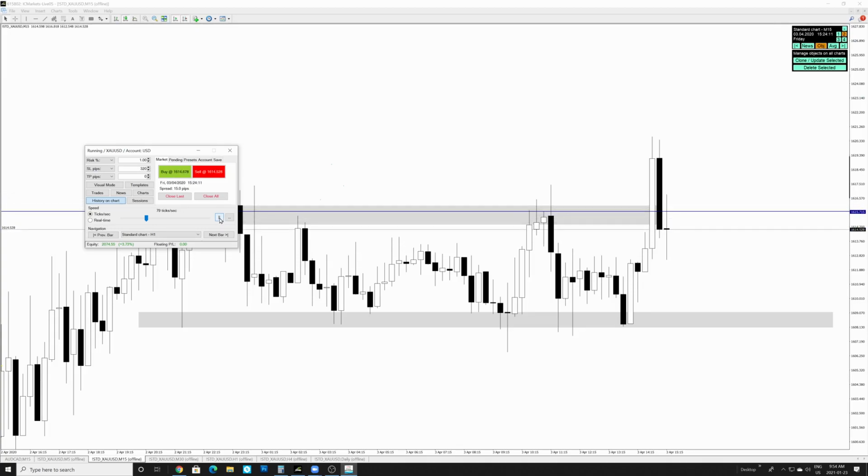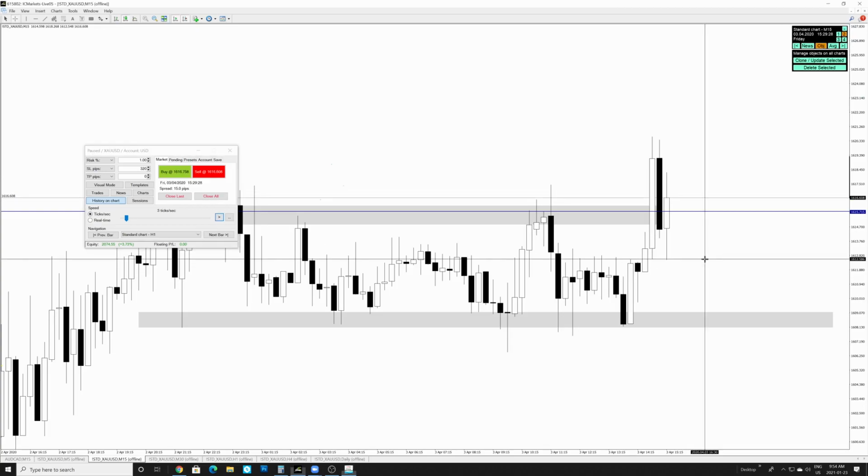We have 7 minutes left for NFP, 6 minutes left, 5 minutes left. Coming closer. All right, we're coming closer to NFP right now. Let's slow it down a little bit. 24, 25.